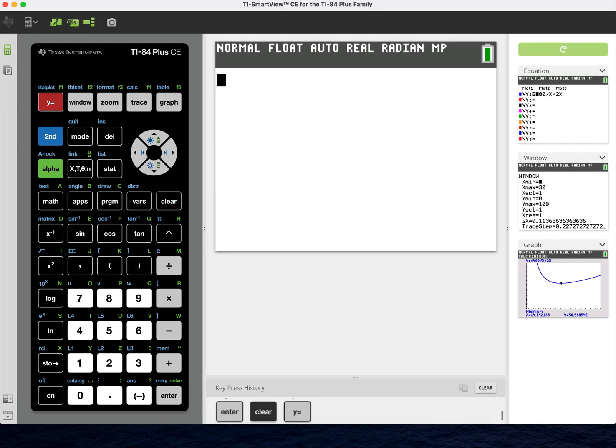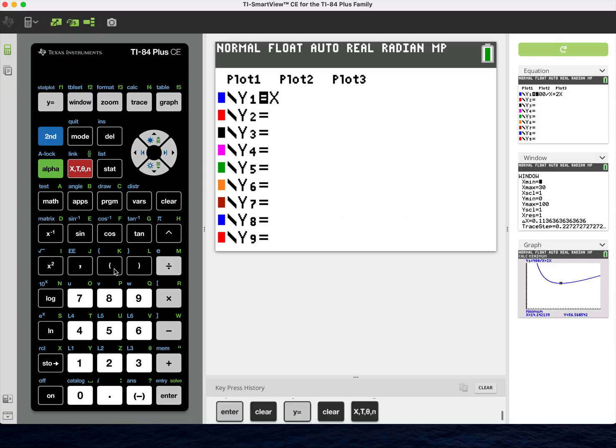And so we don't know how to minimize or maximize cubics without the calculator. So let's jump over to the calculator. Y equals, and we're just going to type this exact equation in. So x times 10 minus 2x times 20 minus 2x.